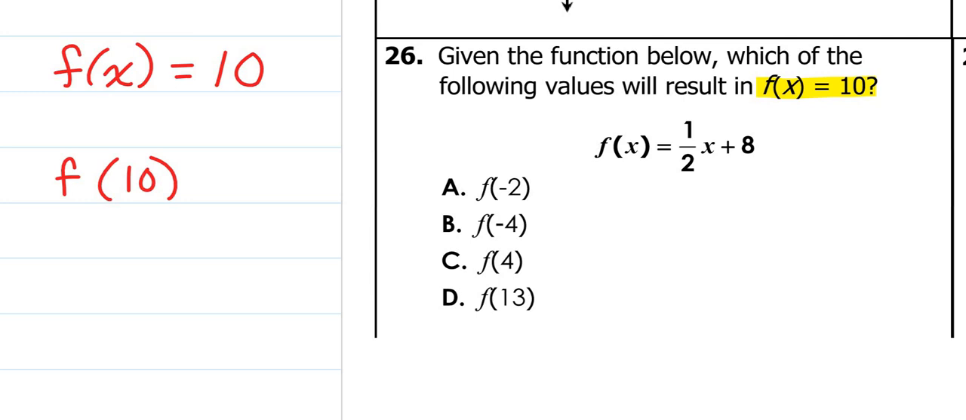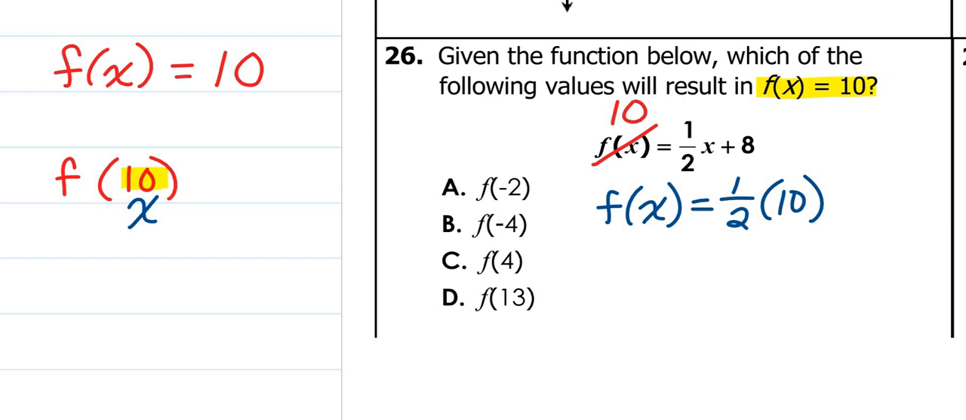Now, when you see f of x is equal to 10, that means you're going to replace the entire thing on the left-hand side with 10, and you're going to solve that equation. When you see f of 10, that means you're going to take the 10 and plug it in wherever you see an x. So if I had f of 10, that means I'm going to do this. F of x equals 1/2 times 10 plus 8. And basically what I would be doing is replacing x with 10 anywhere that x appears. So this is a big distinction.